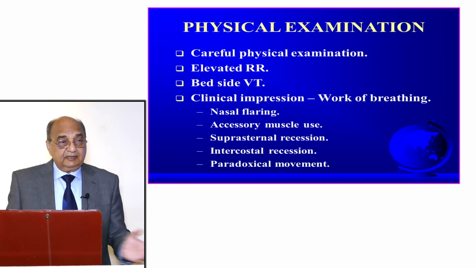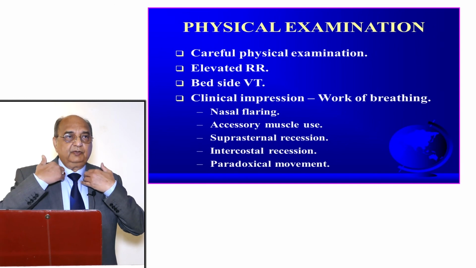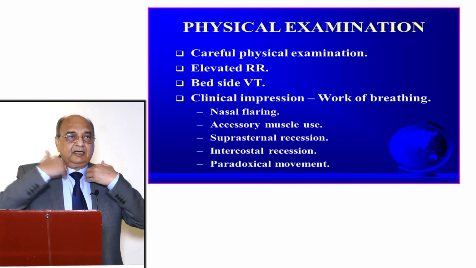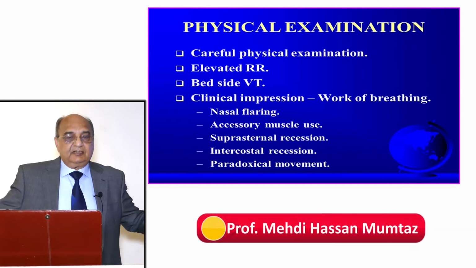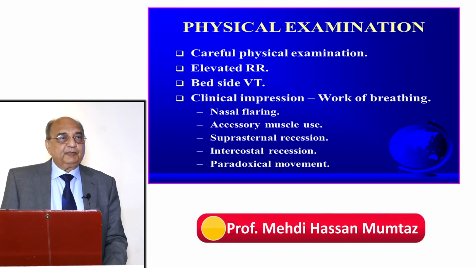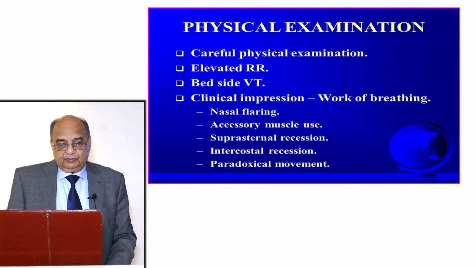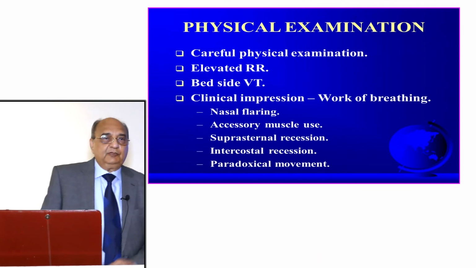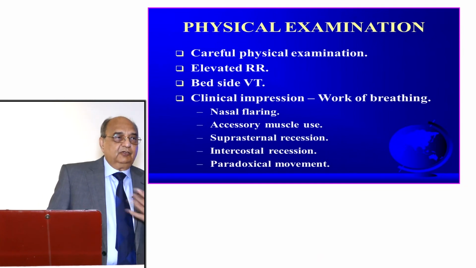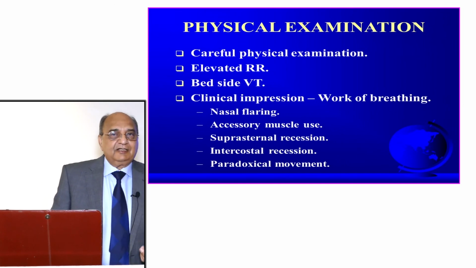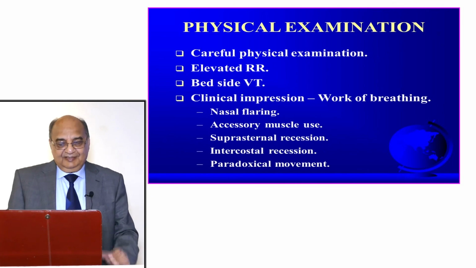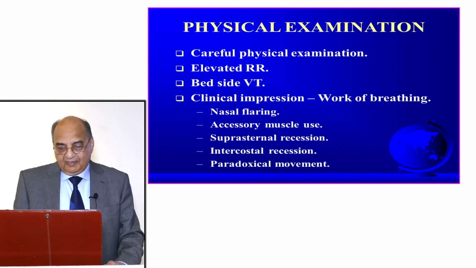Then look at other accessory muscle use, and suprasternal recession. During inspiration, if this is sucked in, it means there is some obstruction. If the intercostal spaces are sucked in, it means there is some problem with the muscles. Then paradoxical movement: when you breathe in, the abdomen moves out. When you breathe out, the abdomen moves in, and the chest also moves in. So this is paradoxical breathing, paradoxical movement of the abdomen and chest.